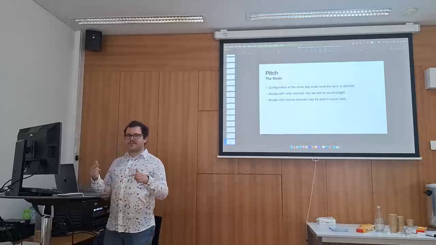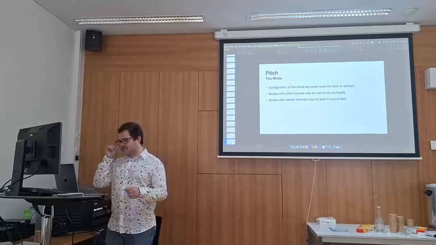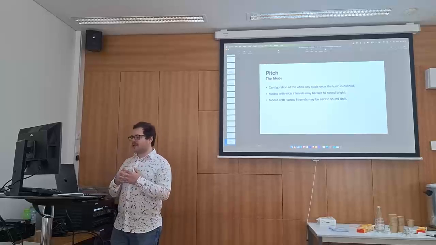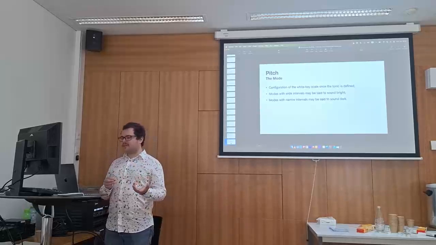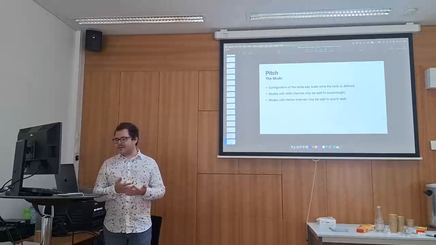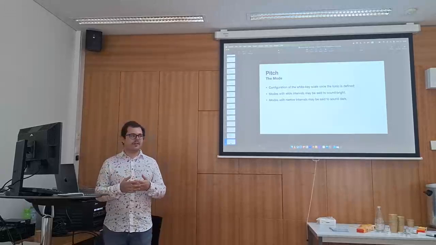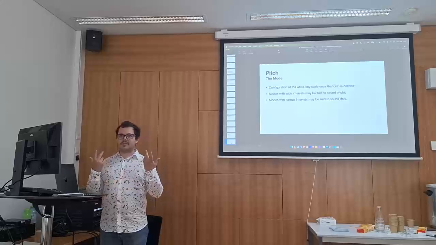Now that we have the white key scale, we can establish the modes. So what is a mode? It's the configuration of the white key scale once the tonic is defined. Modes with wide intervals may be said to sound bright, while modes with narrow intervals may be said to sound dark. It's always difficult to put words on oral feelings.